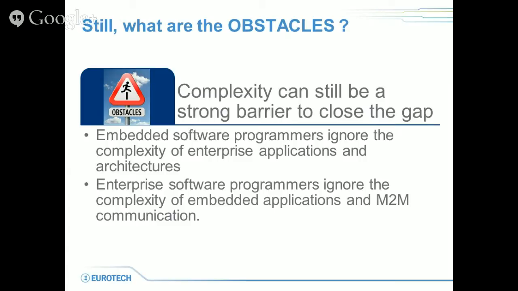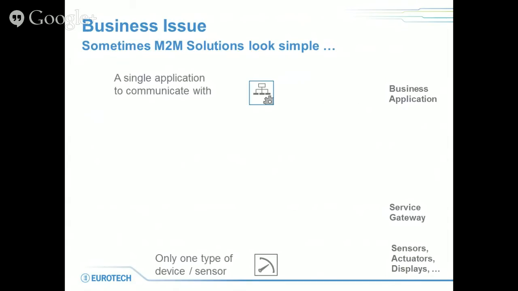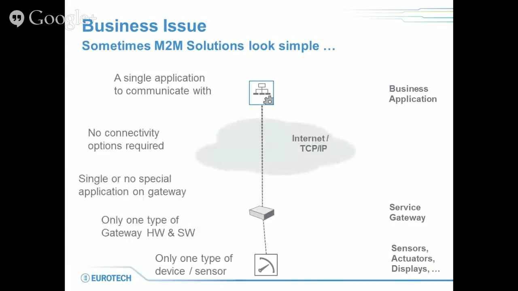You have the embedded software programmers that ignore the complexity of the enterprise applications and the complexity of the enterprise architectures. And then you have the enterprise software programmers, which ignore the complexity of the embedded applications and of the M2M communication. So a typical business issue is that you start developing an M2M application or an IoT application because you have a specific sensor that you want to access, mediated by a specific gateway. Then you write the application.